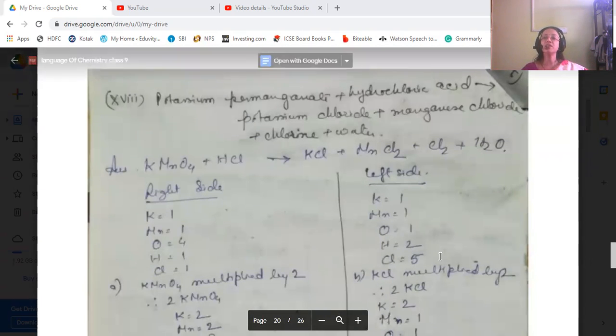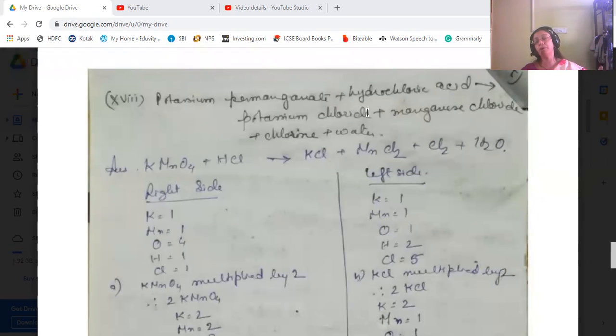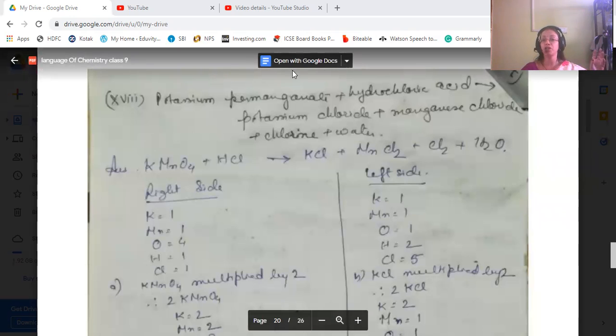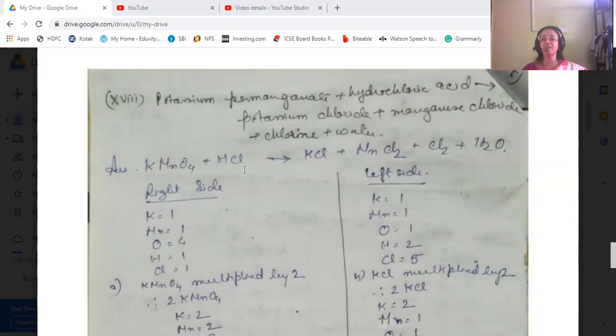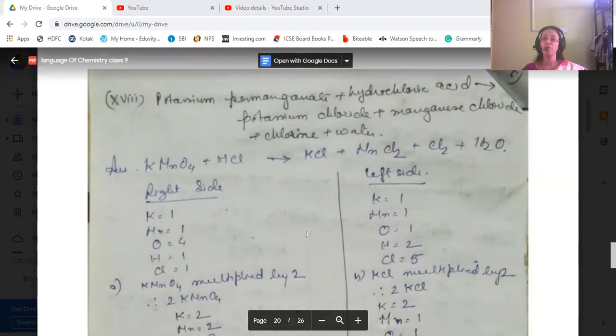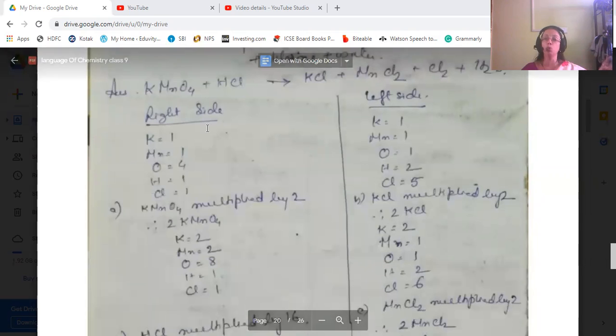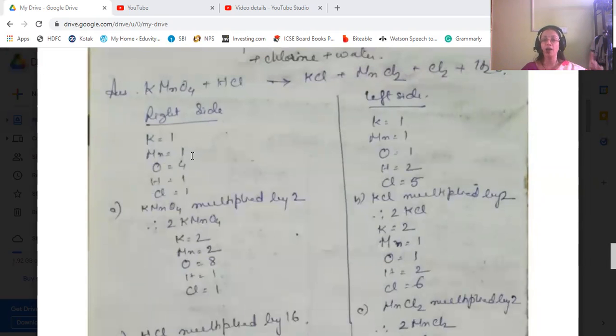Okay, next is potassium permanganate plus hydrochloric acid. When potassium permanganate is reacted with hydrochloric acid, the products are potassium chloride, manganese chloride, chlorine and water. So the equation stands in this way. KMnO4 plus HCl gives us KCl plus MnCl2 plus Cl2 plus H2O. On the right hand side, K is equal to 1, Mn is equal to 1, O is equal to 4, H is equal to 1, Cl is equal to 1.